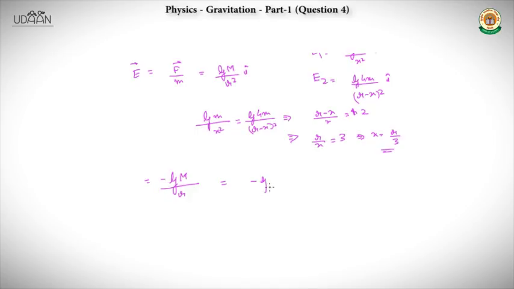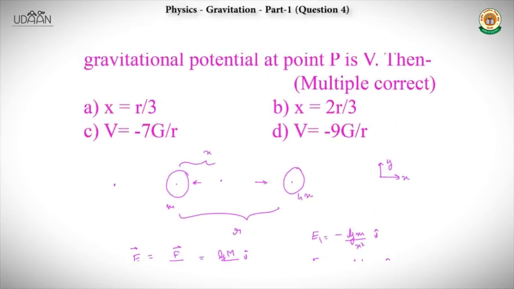I'll just sum it up: minus G into M upon r upon 3, minus G into 4M upon 2r upon 3, and this comes out to be minus 9GM upon r. So this is the final answer. This is the x and this is the potential. Correct. So the correct options would be option number A and option number D.